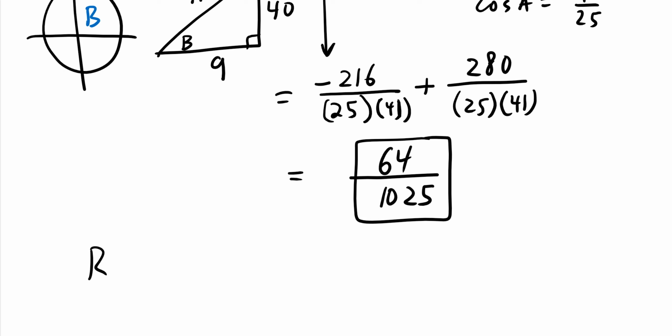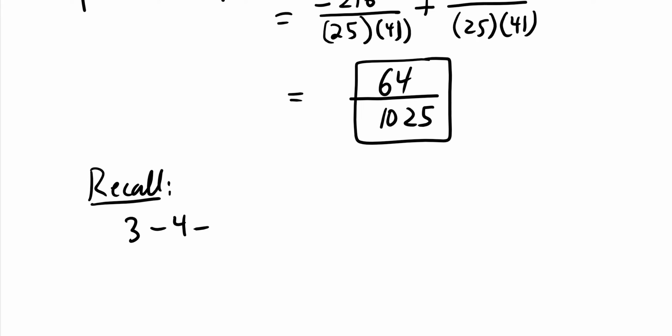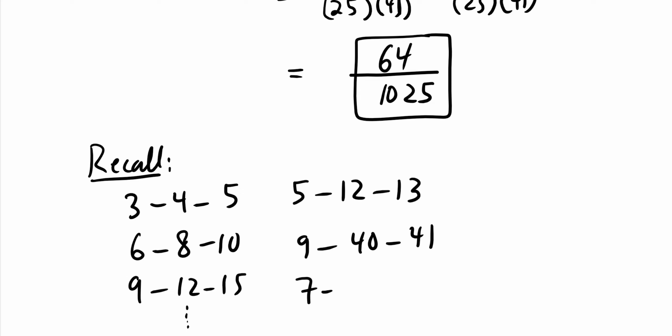Recall again what we call the Pythagorean triples. 3, 4, 5 is one of them, and any multiple of that. Any multiple means if you multiply everything by 2, that gives me 6, 8, 10. Multiply everything by 3, 9, 12, 15. And you can multiply by any number. Another common one is 5, 12, 13. Another one is the 9, 40, 41 that we used today, and the 7, 24, 25. Those ones we use a lot, called Pythagorean triples.